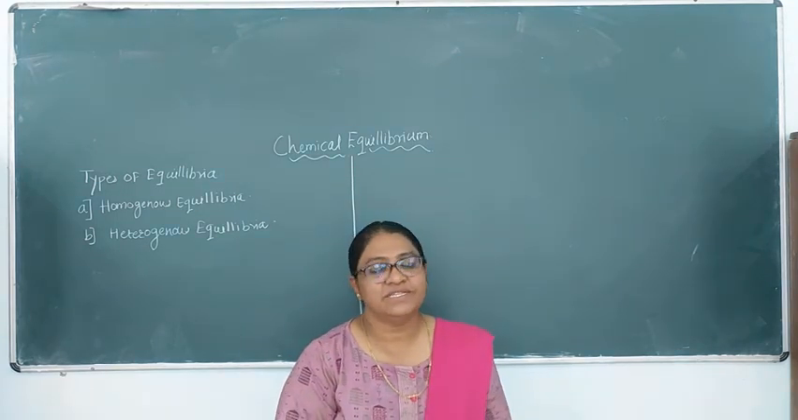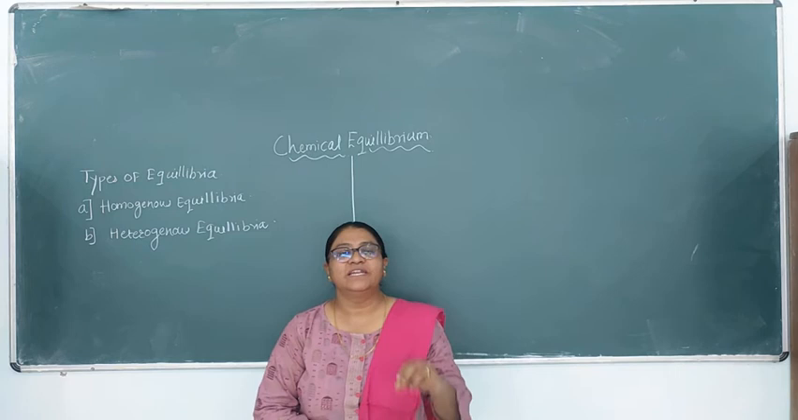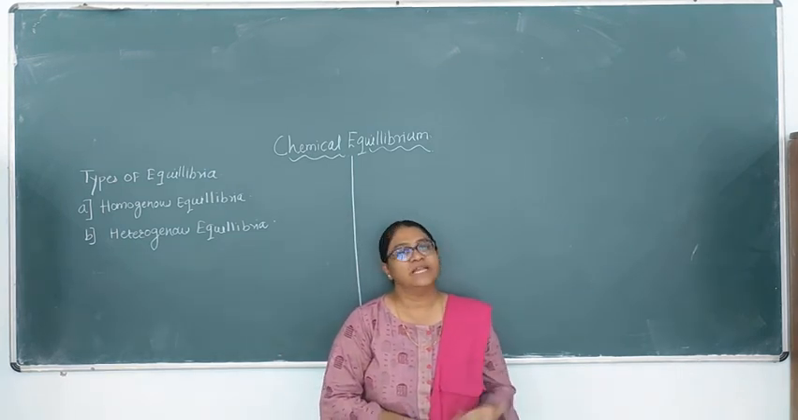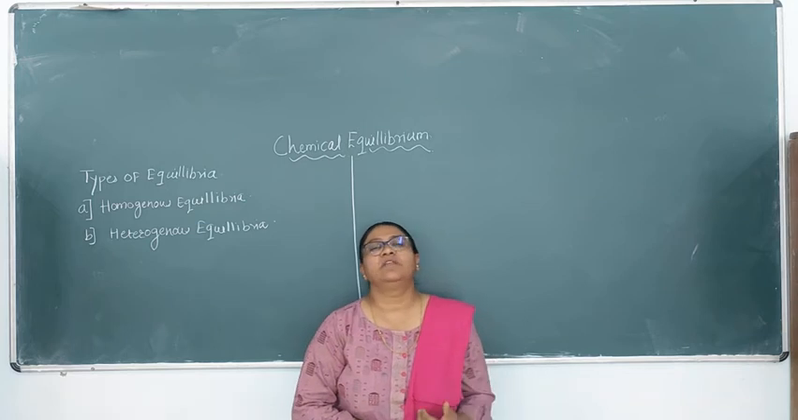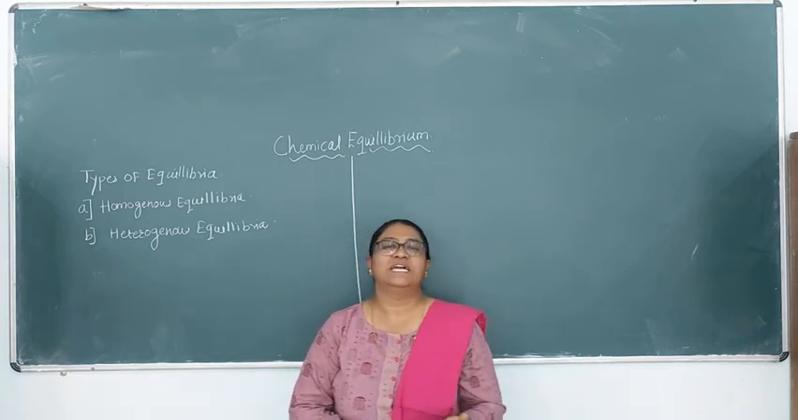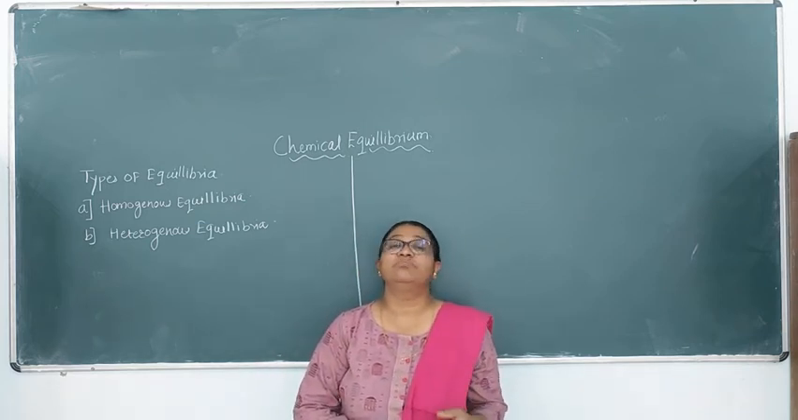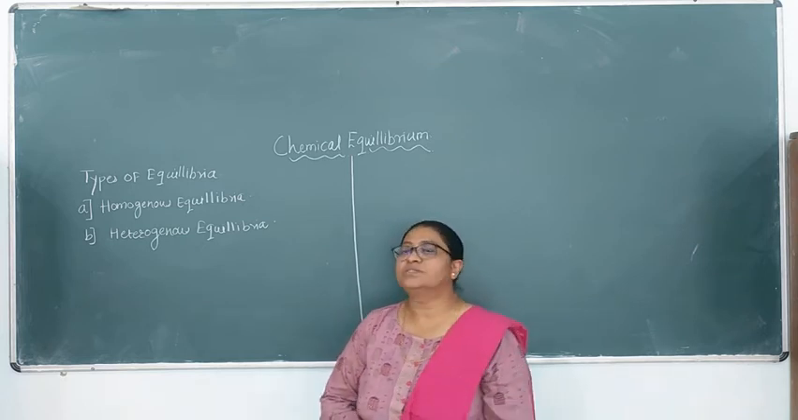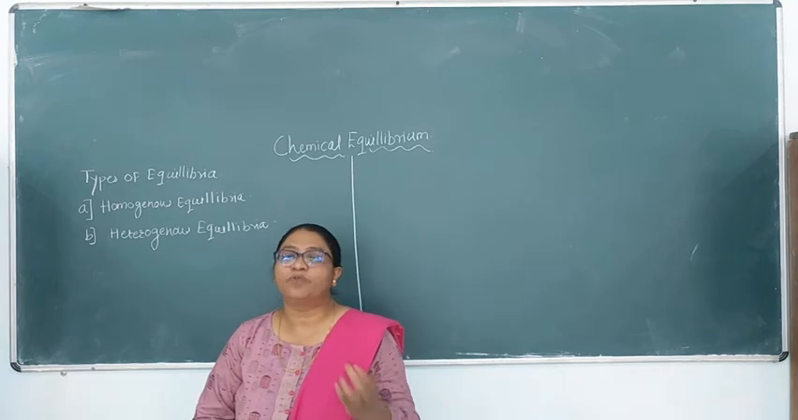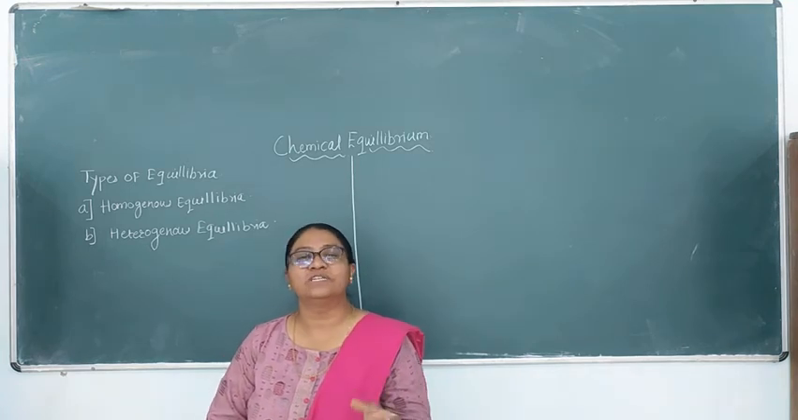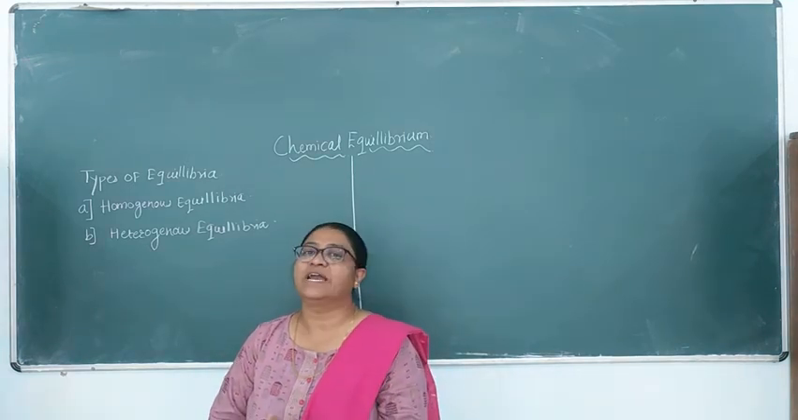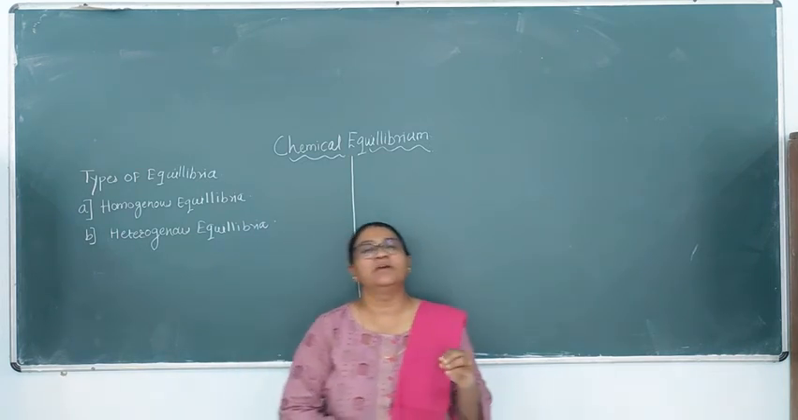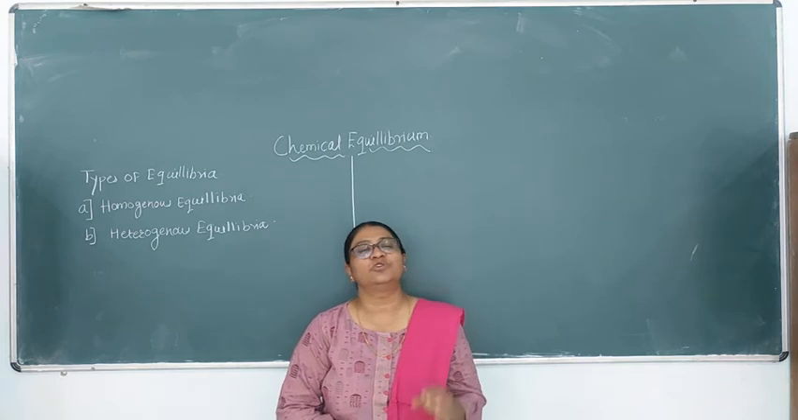What does it mean? It means that at equilibrium, the reaction practically doesn't stop. The reaction is still going on, but at equilibrium, the rate of the forward reaction and the rate of the backward reaction become equal. Therefore, the reaction hasn't stopped, but the ratio of the concentration of the product to the reactant remains constant. Hence we say that the chemical equilibrium is dynamic and not static.